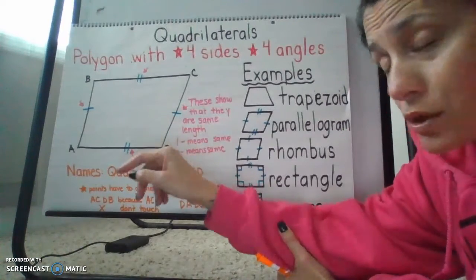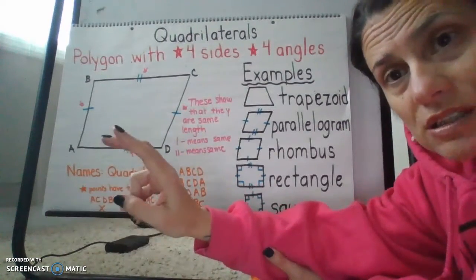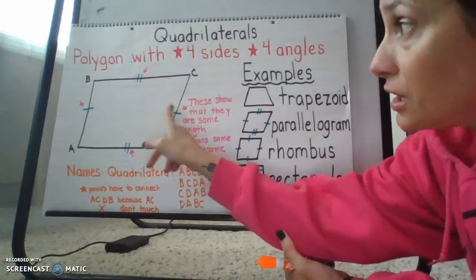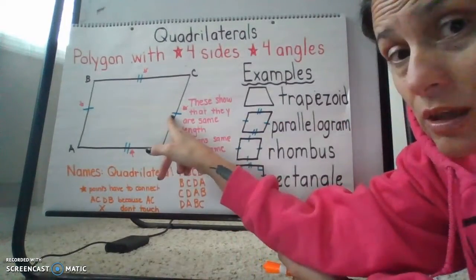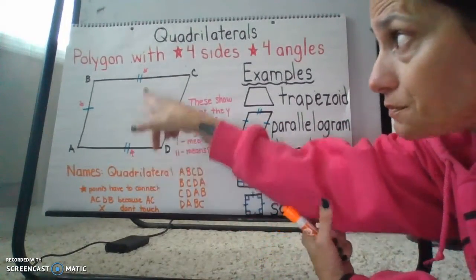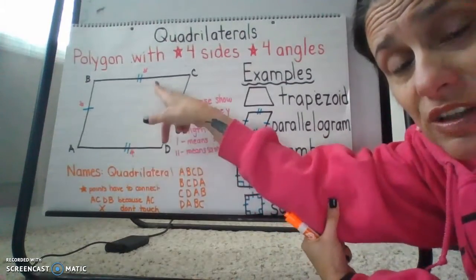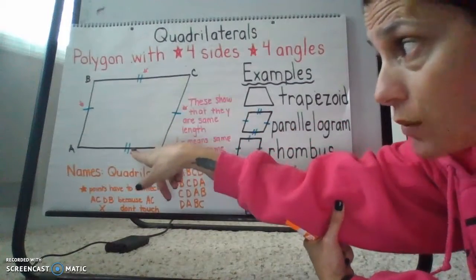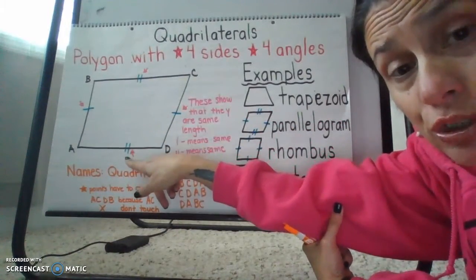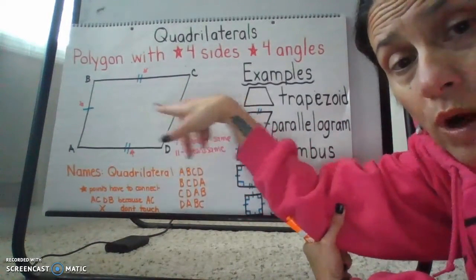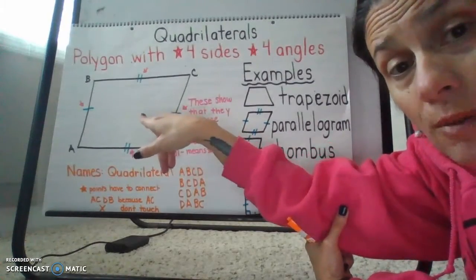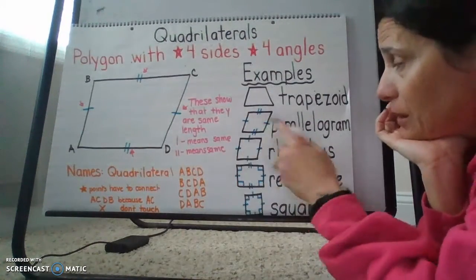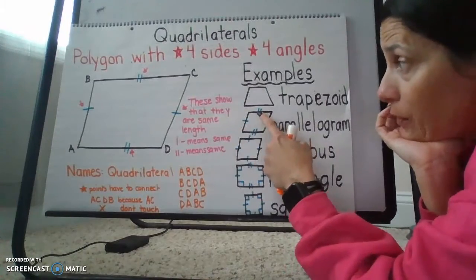So these lines, a little straight marks, it can be 1 or 2, means those 2 lines are the same length. So these 2 lines are the same length, but then these 2 lines are different lengths, but they're still the same. So that means these 2 are 1 and these 2 are 1, and we show it by saying 2 and 2, 1 and 1. So those are matching.